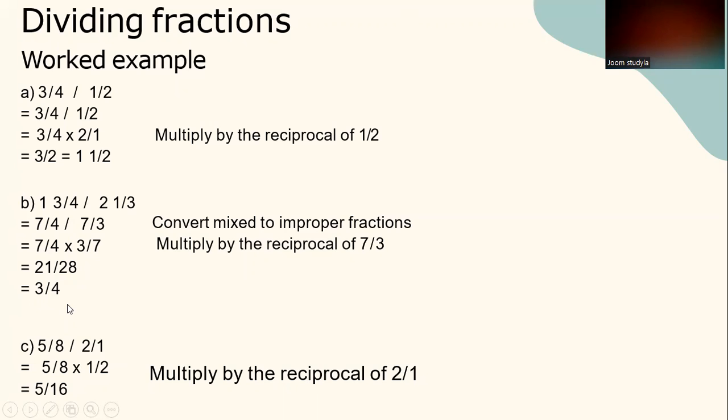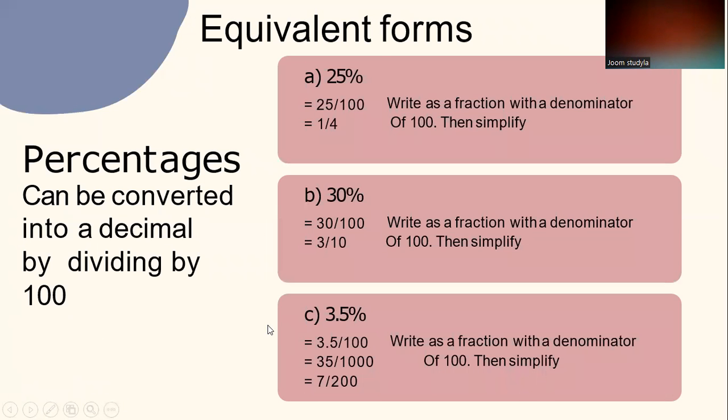And finally, 5 over 8 divided by 2 over 1. So as I said, from the divide, you want to change it to multiply. So it becomes 5 over 8 multiply 1 over 2. So the answer is 5 over 16.